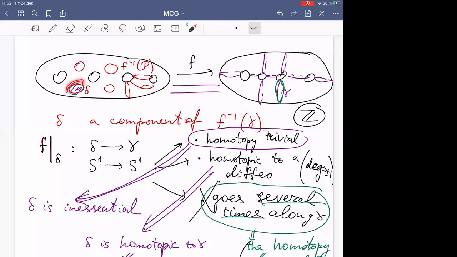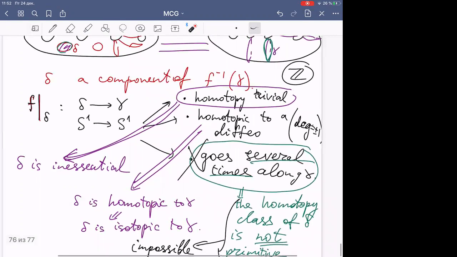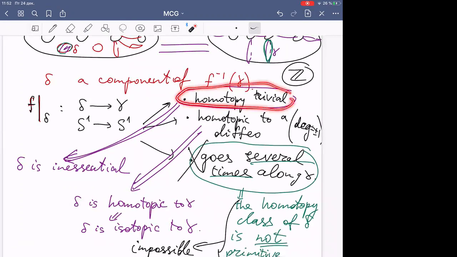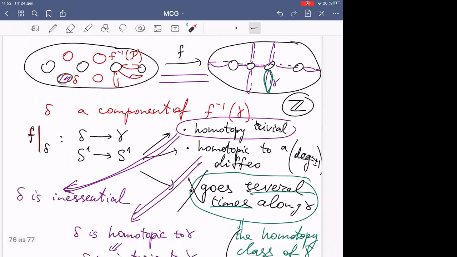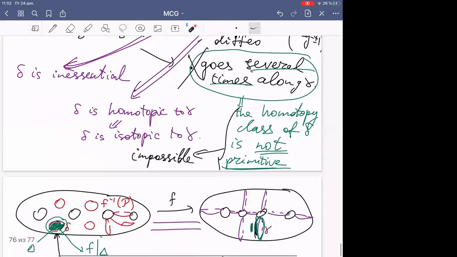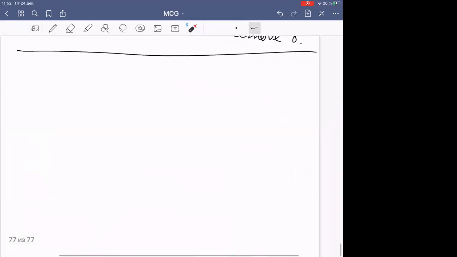And we can consider the degree of this mapping, so how many times this circle goes around that circle. And we discussed that there are only two possibilities. Either this is homotopically trivial, or this has degree ±1, and then it is homotopic to a diffeomorphism. No other possibilities. The degree greater than 1 is not possible. We have discussed this last time. Well, and now let us consider these two situations in more detail.